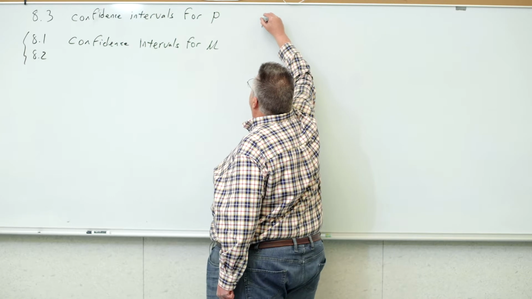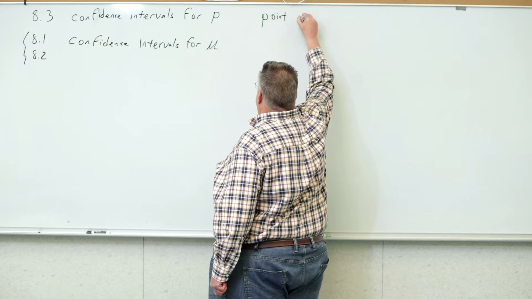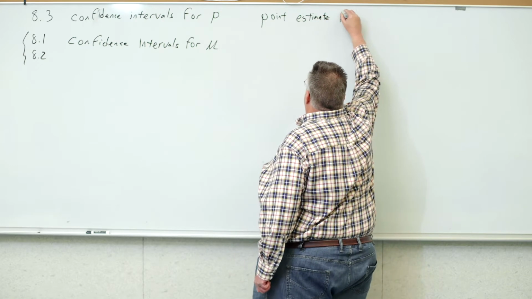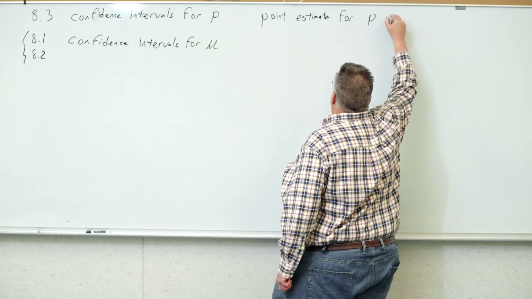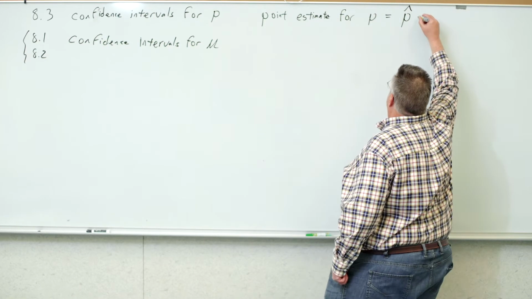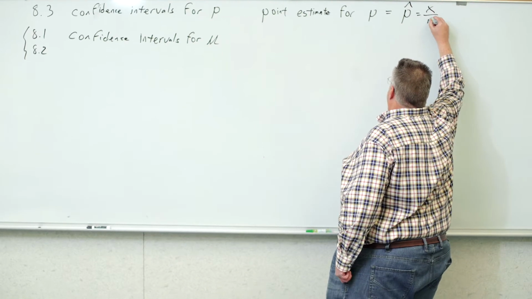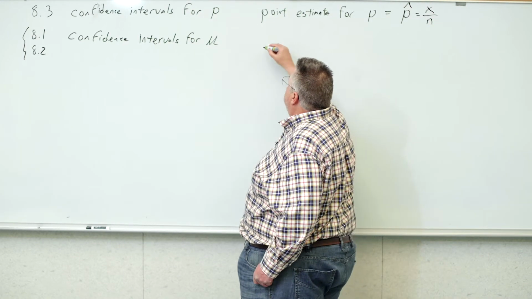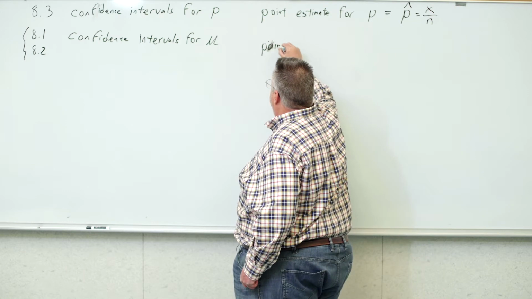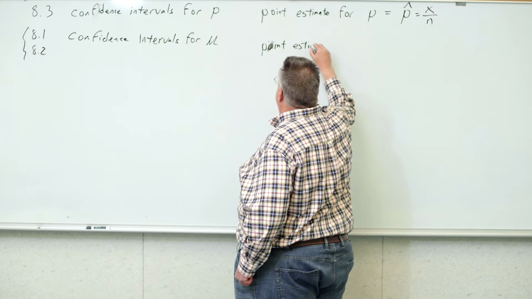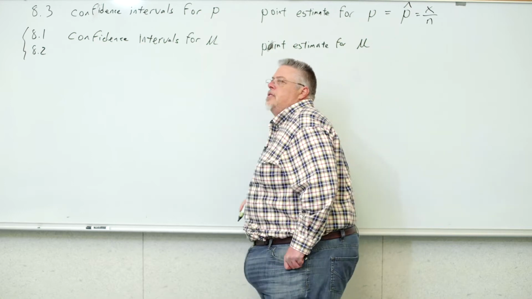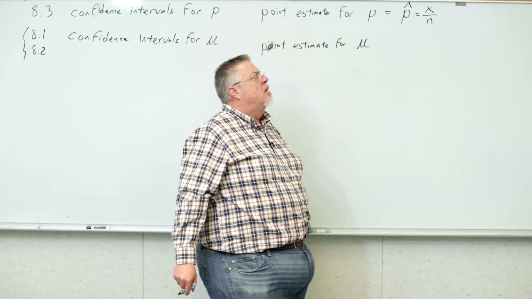We had a point estimate for P. We called it P hat. Number of successes over number of trials. Point estimate for mu. Remember, mu represents a population mean.